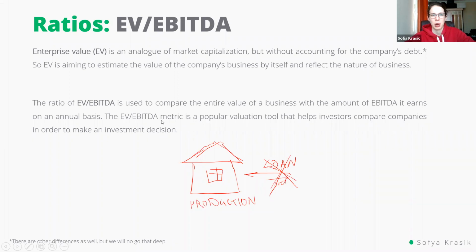And why EBITDA? Because EBITDA doesn't account for depreciation and amortization, which could be quite artificial. Depreciation and amortization is not real money that we're getting. Taxes as well are not important here, because taxes do not have anything to do with how much the company earns. They don't have anything to do with the business model and so on. As we will see, this metric may be quite popular for analyzing companies.